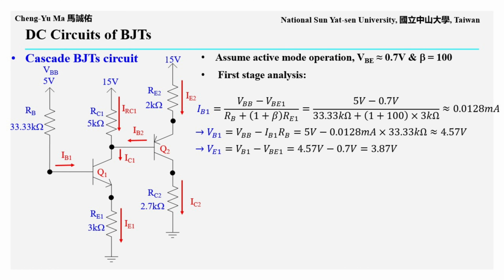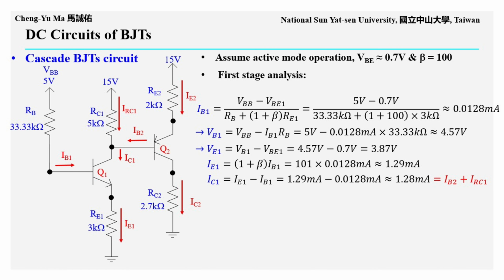After finding IB1, we can calculate the base voltage of Q1. VB1 equals VBB minus IB1 times RB, which is 5 volts minus 0.0128 milliamps times 33.33 kiloohms. This gives about 4.57 volts. Then the emitter voltage of Q1 is VE1 equals VB1 minus VBE1, so it is 4.57 volts minus 0.7 volts, or about 3.87 volts. Next, using the current relationship of the three BJT terminals, IE1 equals 1 plus beta times IB1. With beta equal to 100, this is 101 times 0.0128 milliamps, or about 1.29 milliamps. Then IC1 equals IE1 minus IB1, so it is approximately 1.28 milliamps.